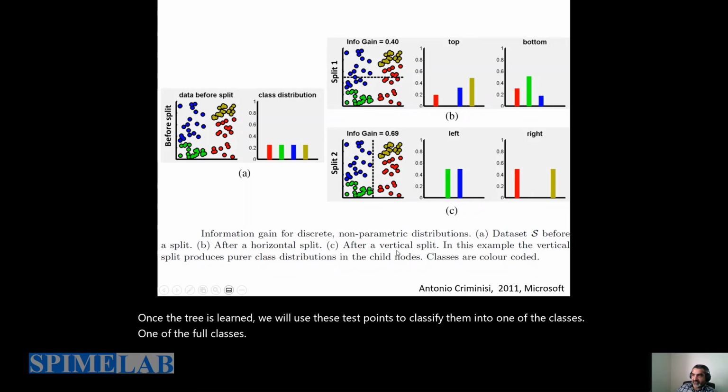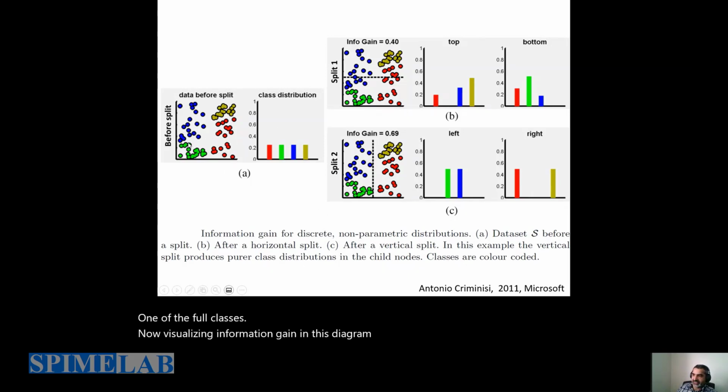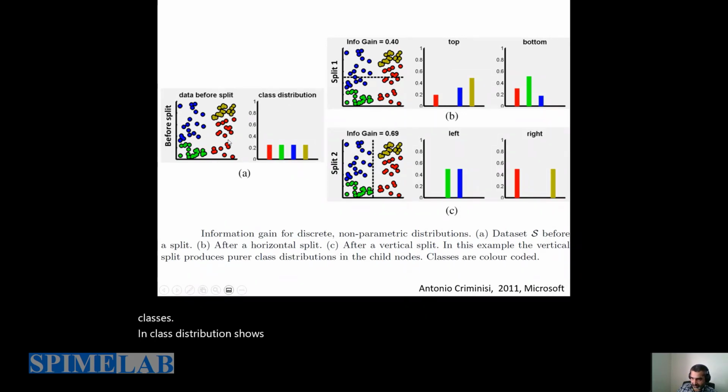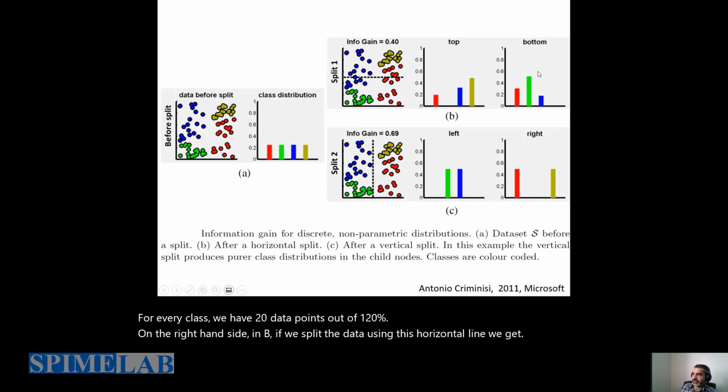Now, visualizing information gain in this diagram, we see on the left-hand side there are four classes, and the class distribution shows that for every class we have 20 data points out of 100, 20%. On the right-hand side in B, if we split the data using this horizontal line, we get a very confused decision.